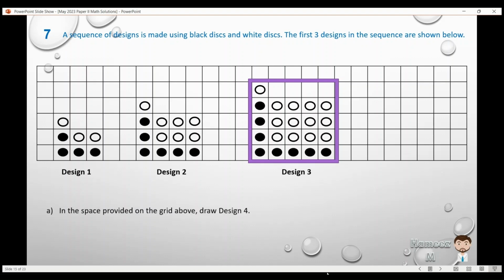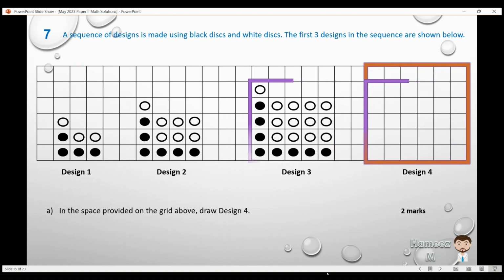Now let's move on to the next part. In the space provided on the grid above, draw design 4. So we had basically a square overall pattern. So in design 4, let's do the same thing. So that's a repetition of design 3. And of course, we're growing 1 to the right and then 1 above. So we get a larger square.